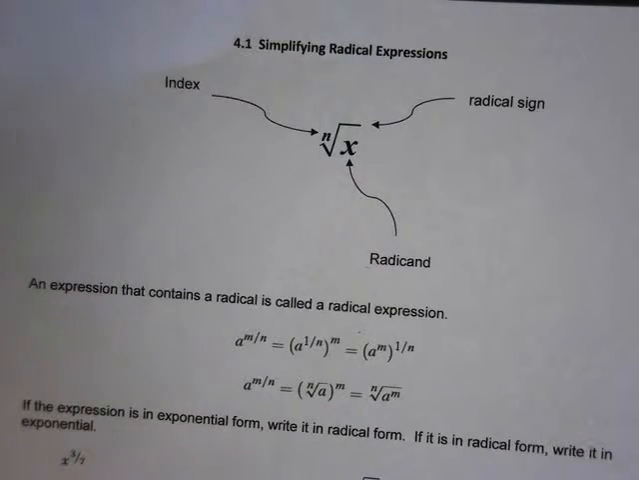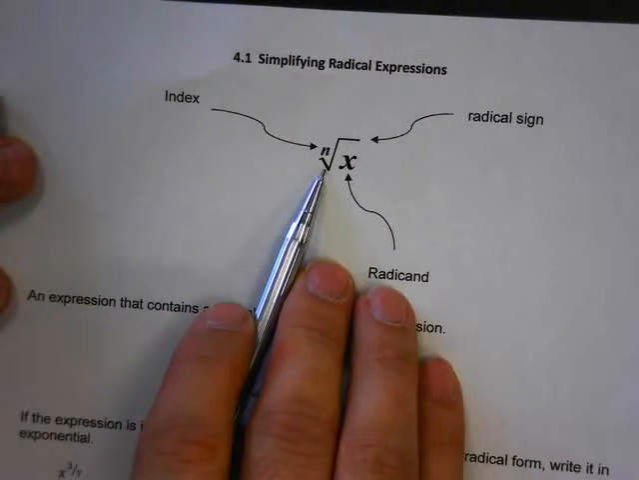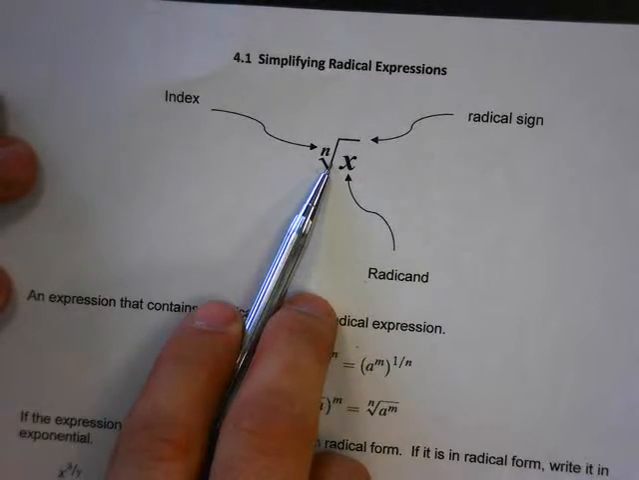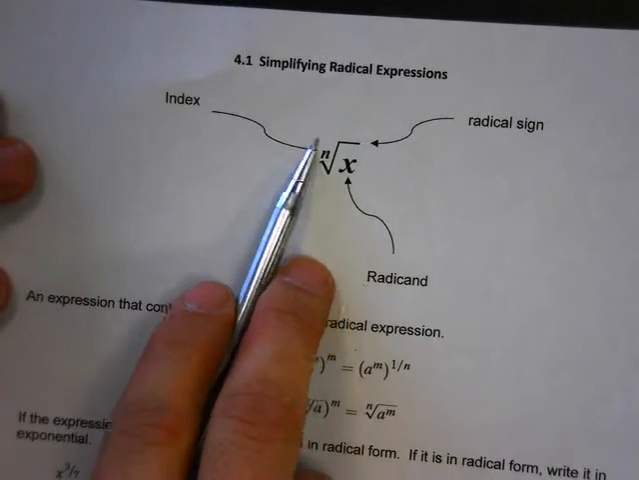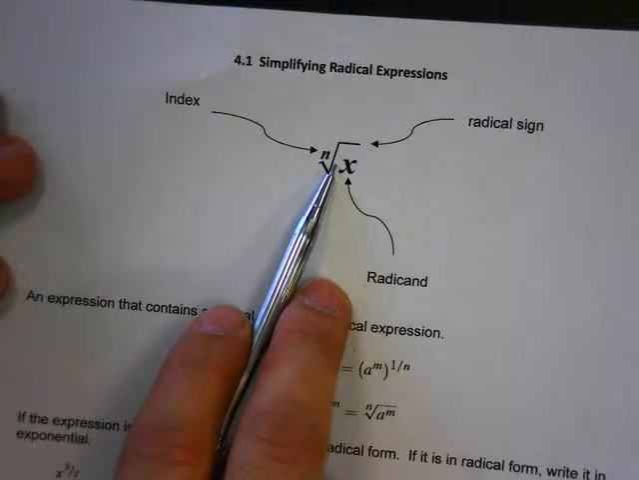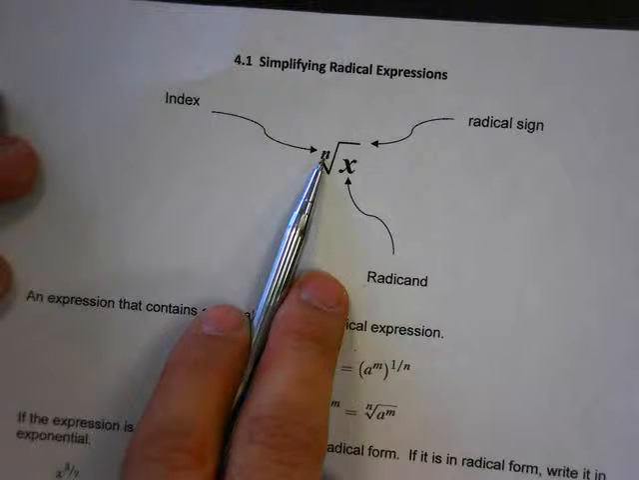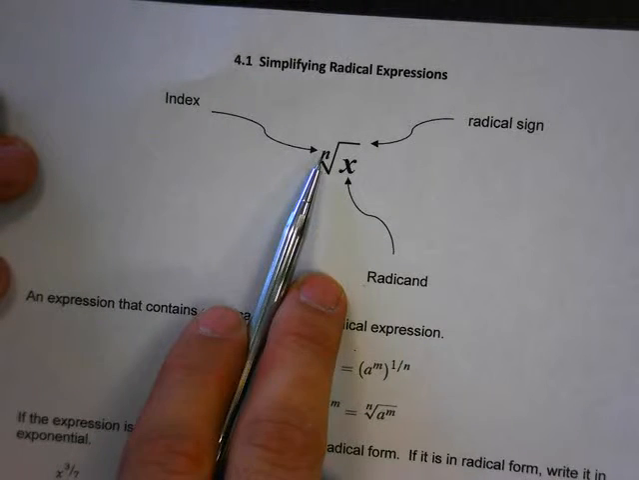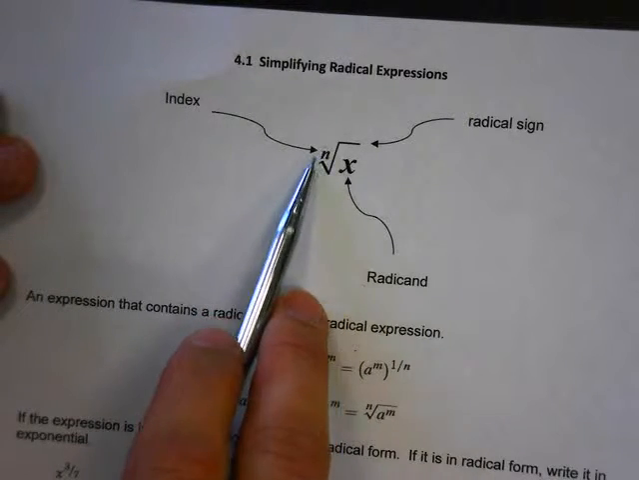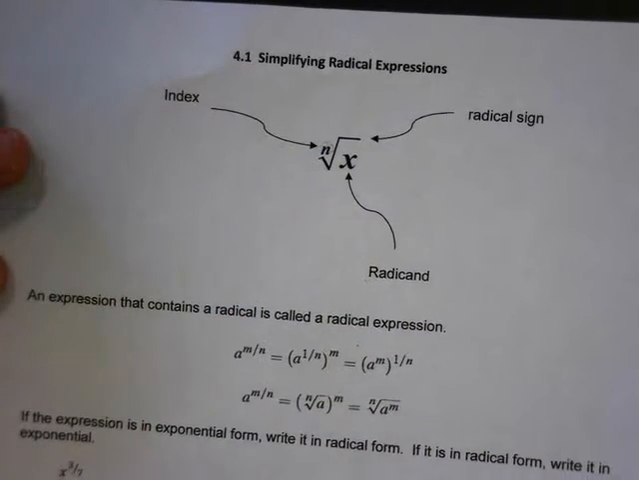So section 4.1, simplifying radical expressions. Here's a radical. We have a radicand, radical sign, and the index. This index is saying what we're taking the square root of, if the index is 2. The cube root of, if the index is 3. The fourth root of, if the index is 4. So this index is kind of telling us what we have to group by as we're going through.